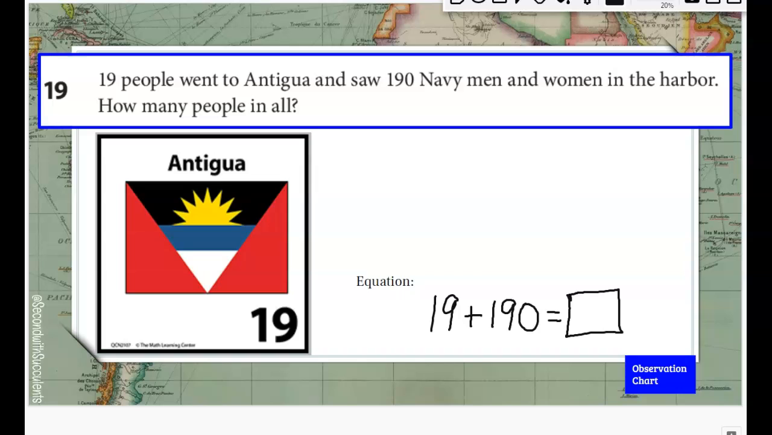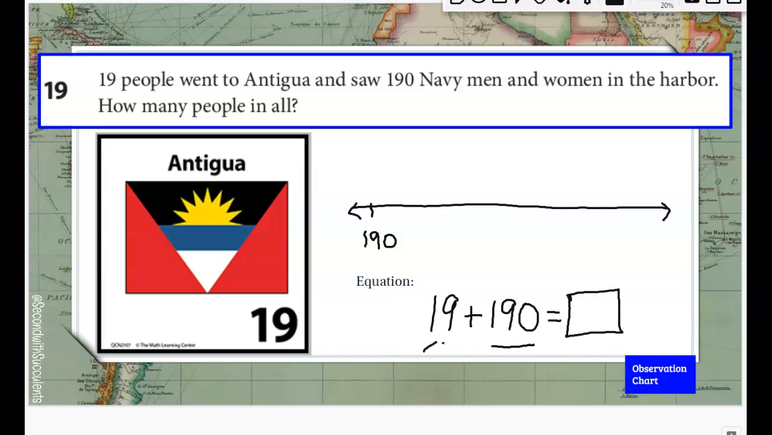Let's take a moment to solve this problem using the open number line. Draw your open number line. How would you add these 2 numbers together? Let's have a look at how we can solve this problem. We'll draw our open number line. It's a straight line, 2 arrows on the end. And we want to start at the bigger number of 190 to make it a little easier for us to add. Let's start at 190, and we want to add 19.